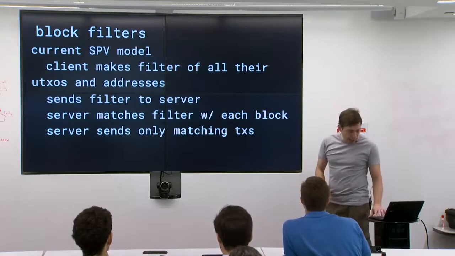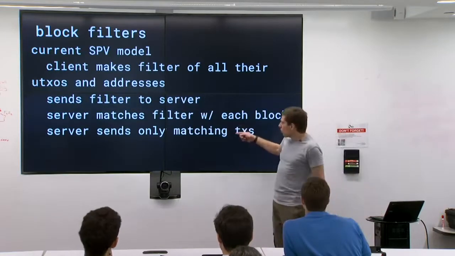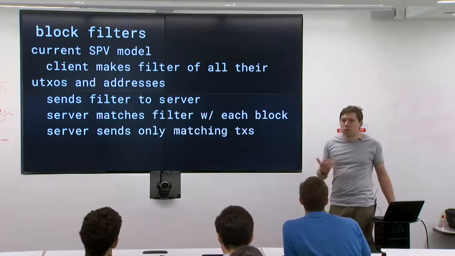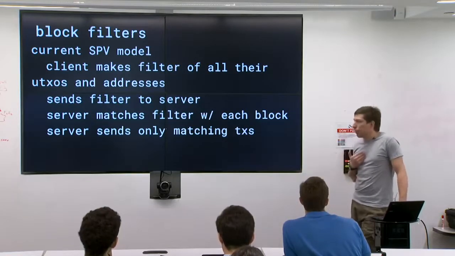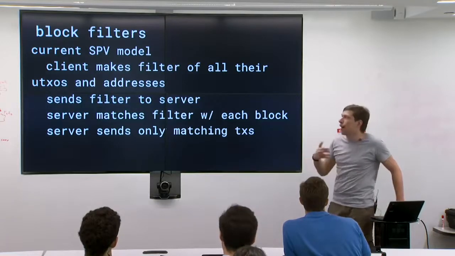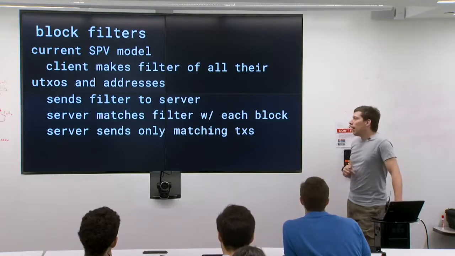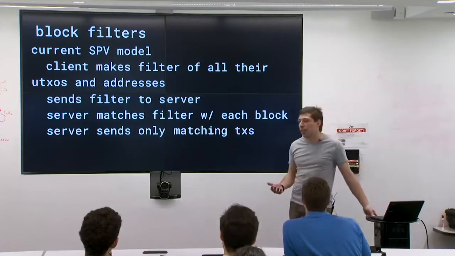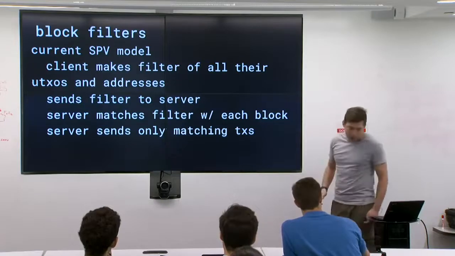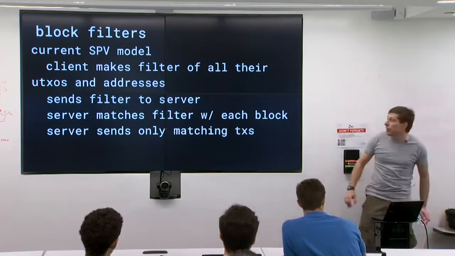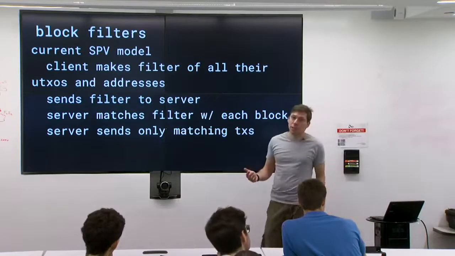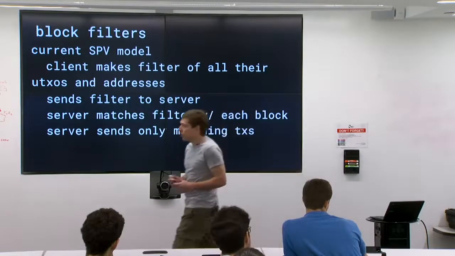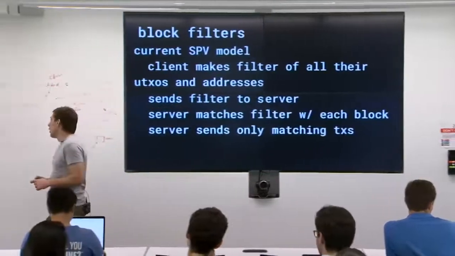And then when I get these matching transactions from the full node, yeah, I'll get an extra few transactions that match my filter, but they don't actually match anything I'm looking at. And that will improve my privacy, right? Because then the full node doesn't know what's truly mine. In fact, when you receive a filter, you don't know what the false positive rate is. You just see, okay, these things match, and you send them.